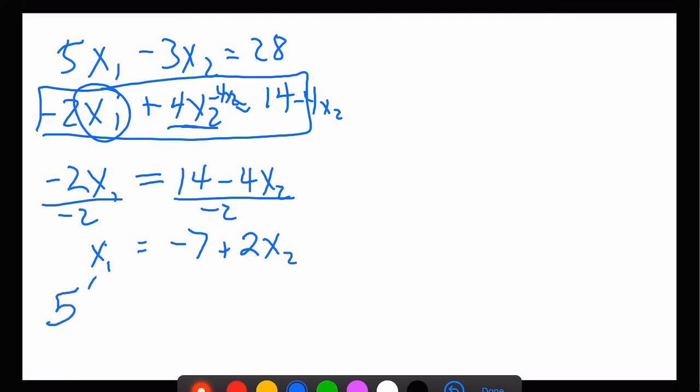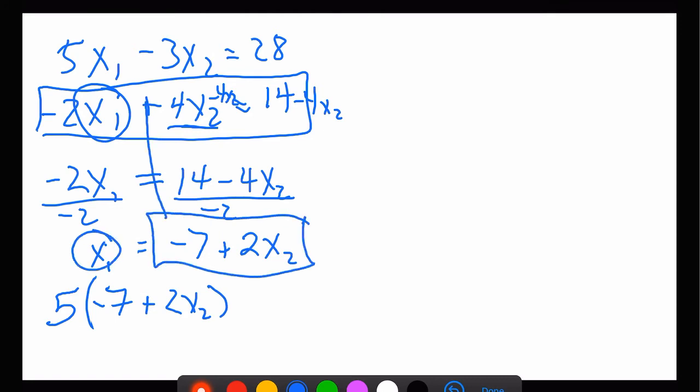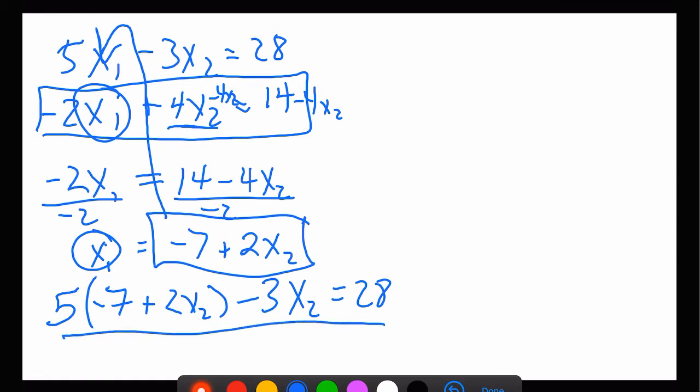We're going to take 5. We're going to multiply 5 times minus 7 plus 2x2. Why? That's an x1. So that's x1, and I can put that x1 right there into this equation. Yay! Yee! Okay, now I can solve this.